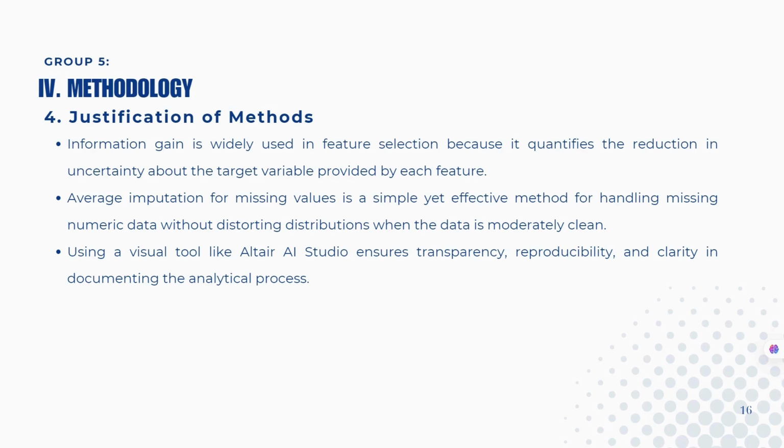After this, we also have some justification for our method. Information gain is widely used in feature selection because it quantifies the reduction in uncertainty about the target variable provided by each feature. Average imputation of missing values is a simple yet effective method for handling missing numeric data without distorting distributions when data is moderately clean. Using a visual tool like AI Studio also ensures transparency, reproducibility, and clarity in documenting the analytical process.